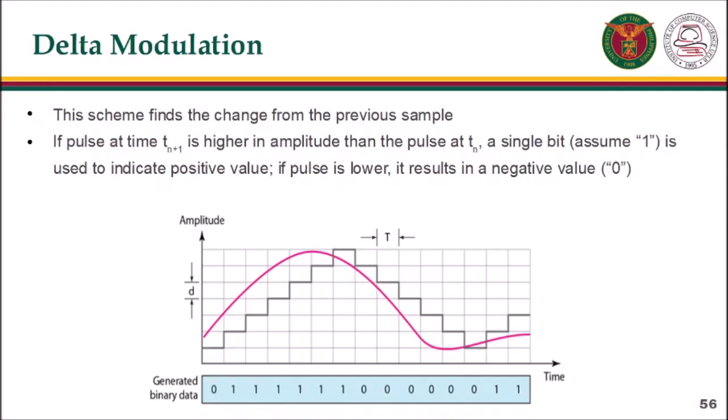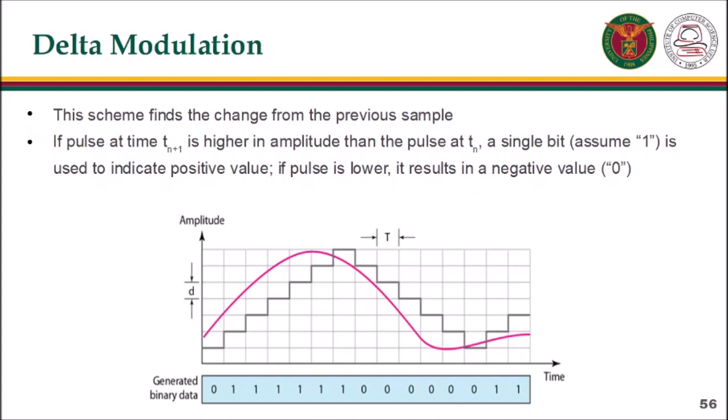Delta modulation finds the change from the previous sample. The modulator is used at the center site to create a stream of bits from an analog signal. The process records the small positive or negative changes, called delta. If the delta is positive, the process records a 1. If it is negative, the process records a 0. However, the process needs a base against which the analog signal is compared.